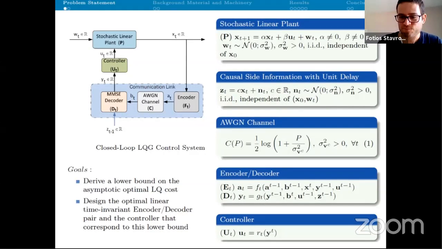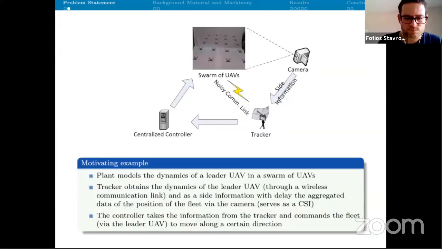However, in this paper, we derive a lower bound on the steady-state linear quadratic cost and the corresponding optimal linear time-invariant policies. Although simplistic, when one extends our framework to the multivariate case, the following motivating example applies.